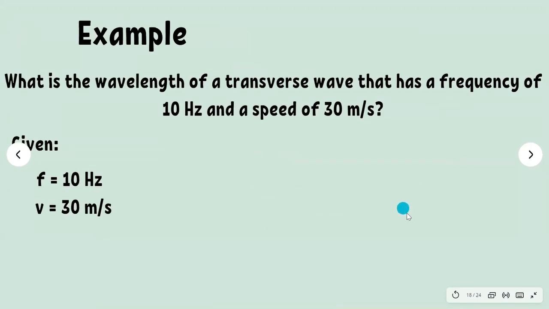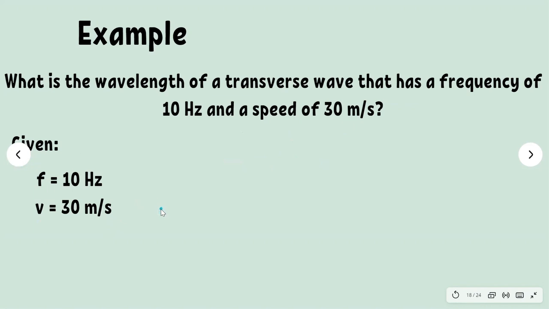So we have an example. What is the wavelength of a transverse wave that has a frequency of 10 hertz and a speed of 30 meters per second? We have different ways of solving this, but I prefer to start with writing all the givens. So, the givens: we have the frequency, 10 hertz, and we have the speed or velocity, 30 meters per second. Once again, V or speed will be interchangeable in waves discussion.